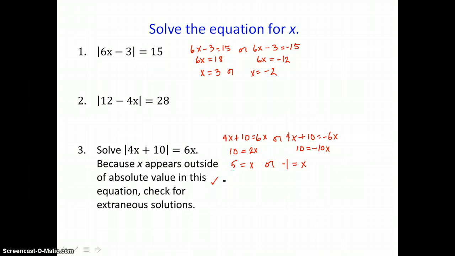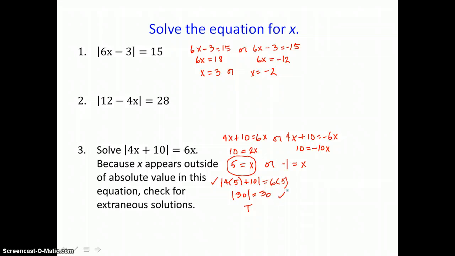So I'm going to check 5 first by substituting 5 into this equation for x to see if I get a true statement. So on the left, we have 4 times 5, which is 20, plus 10. We have the absolute value of 30. And on the right, 6 times 5 is 30. And we know that the absolute value of 30 is 30. This is a true statement. So x equals 5 is a good solution.